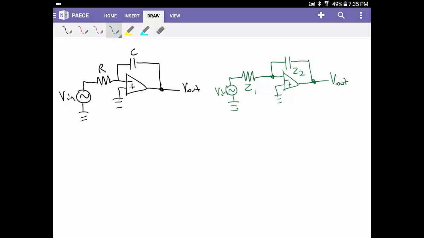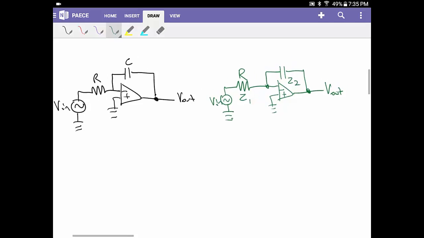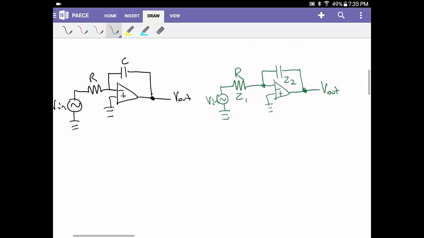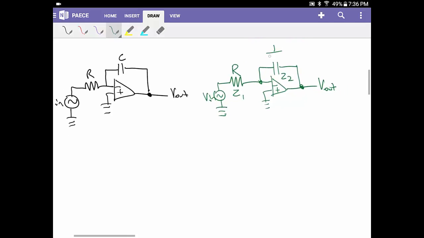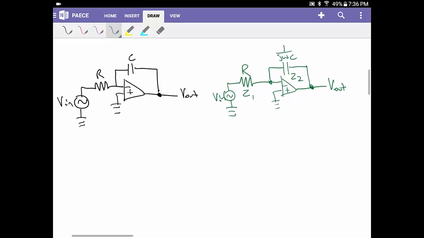As mentioned earlier, resistors stay the same. They're just R's. Now, the capacitor, though, is different. It changes to 1 over j omega C. So in this case, these are both impedances. Again, they're treated just like resistors.